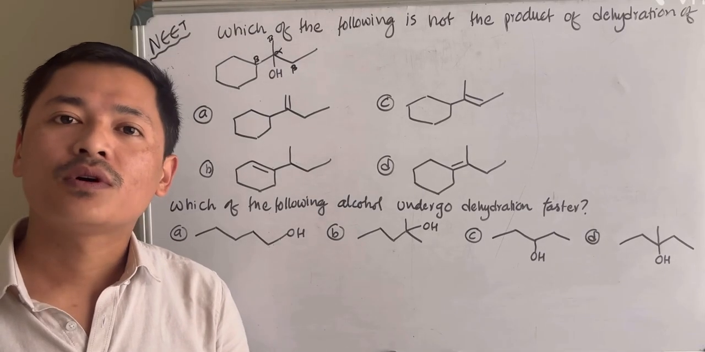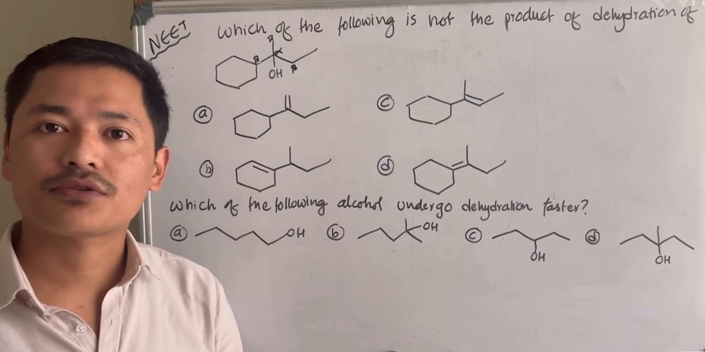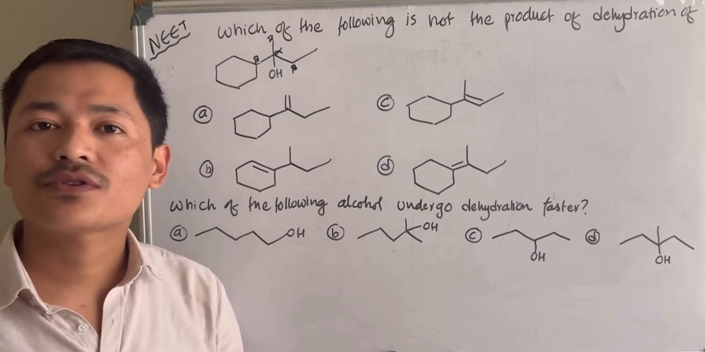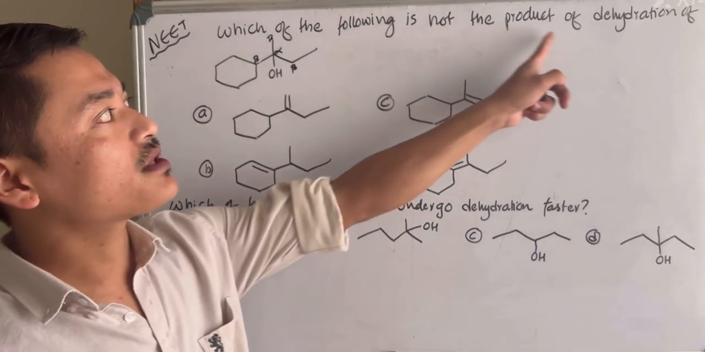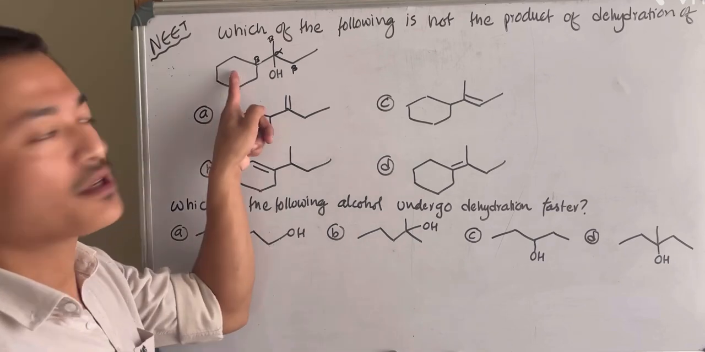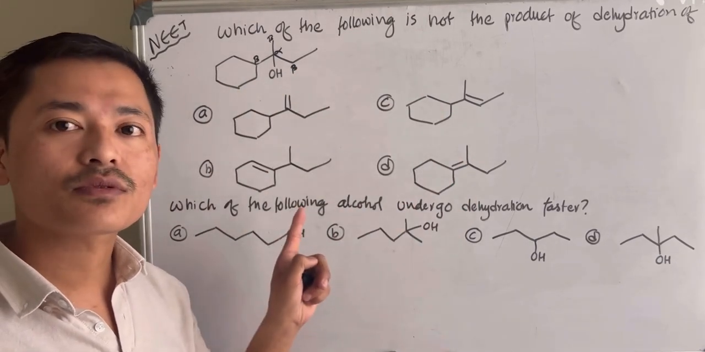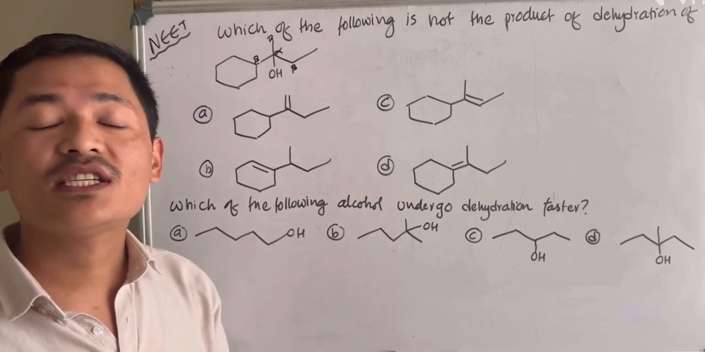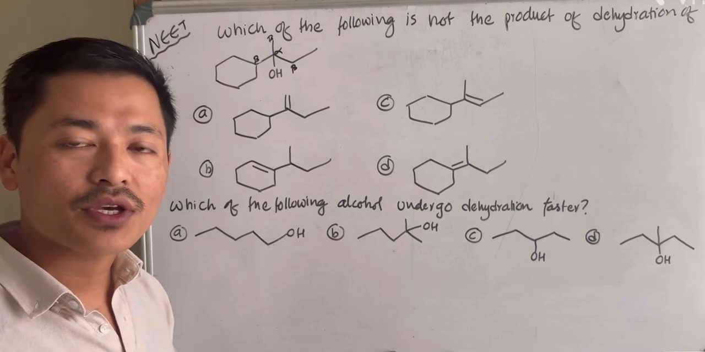Okay, now we'll solve some questions, especially for the NEET and the JEE students. So these are the type of questions that you might get. Which of the following is not the product of dehydration of this given alcohol? That means among these 4 options, one of the options is not the dehydrated product of this given alcohol. Okay, so which is that?